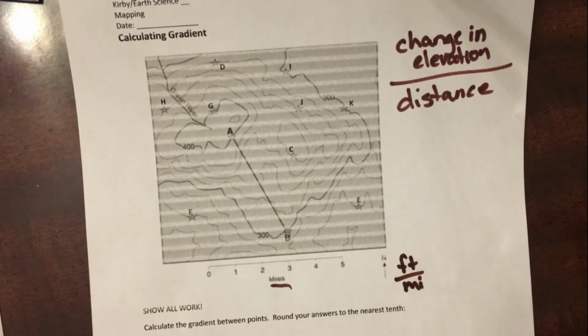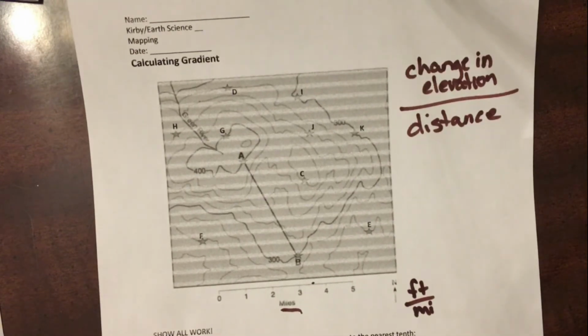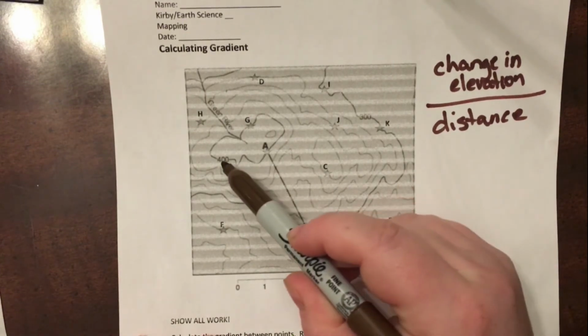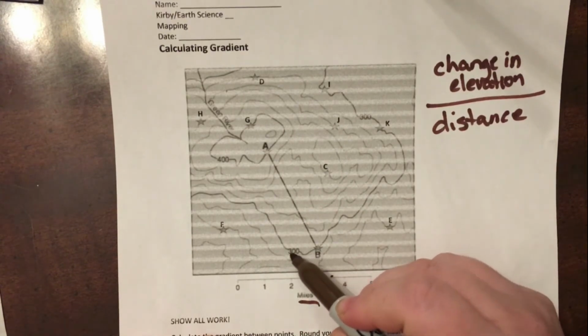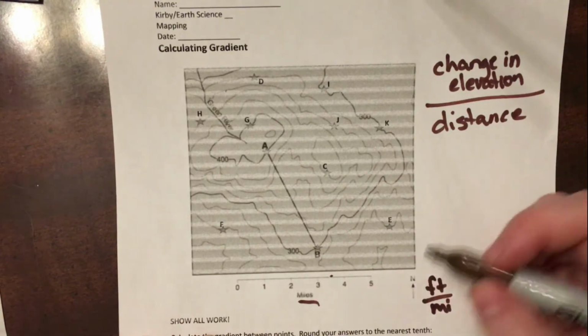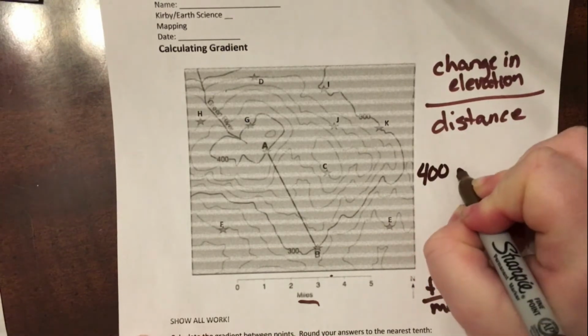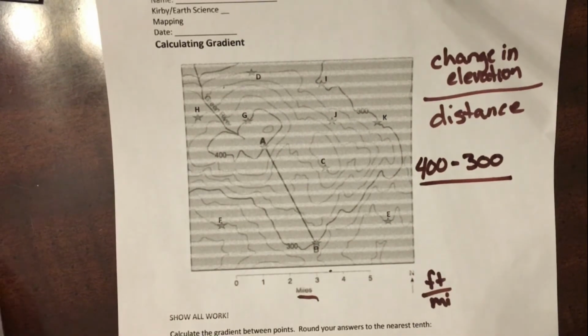So if we calculate the gradient between points A and B, the first thing we need to do is look at what is the field value for A and for B. I'm sorry, this printed out not the best on my printer, but A is on this dark line here that's labeled 400, so we know that the elevation of A is 400. B is on this dark line labeled 300, so the elevation of B is 300. So change in field value, the value for A is 400, the value for B is 300. So 400 minus 300, divided by, we need to find the distance between these 2 points.